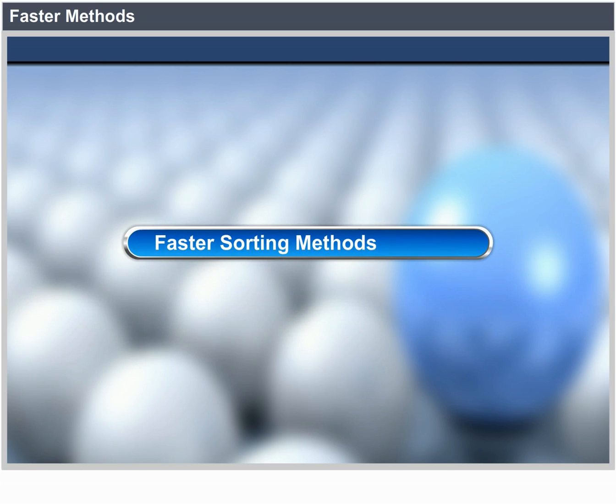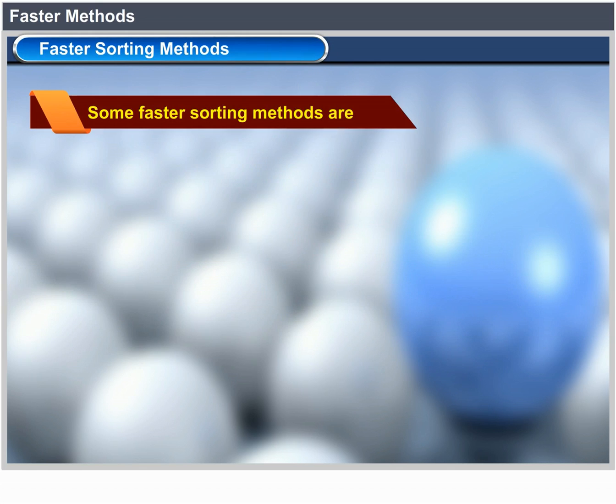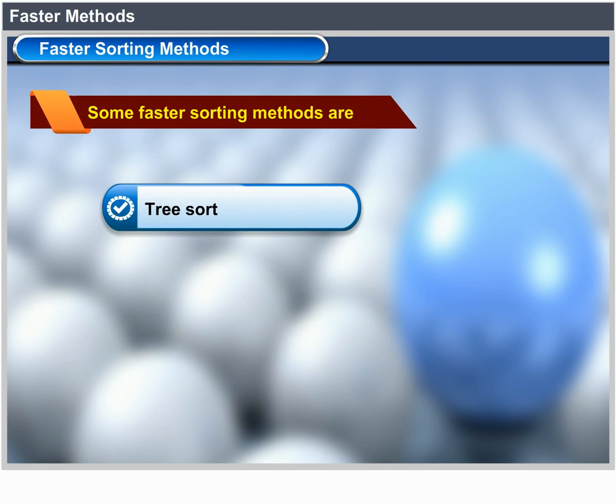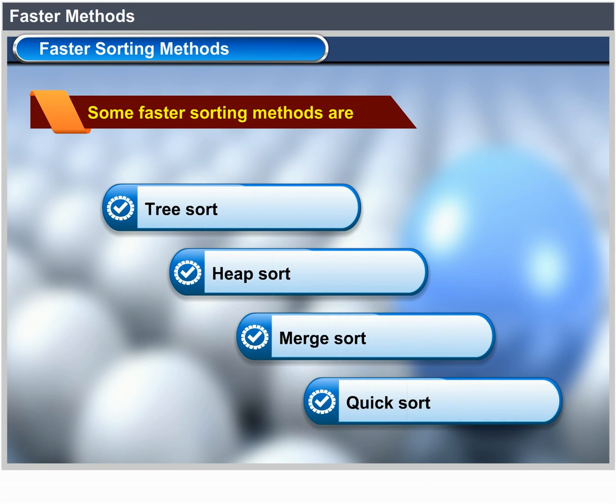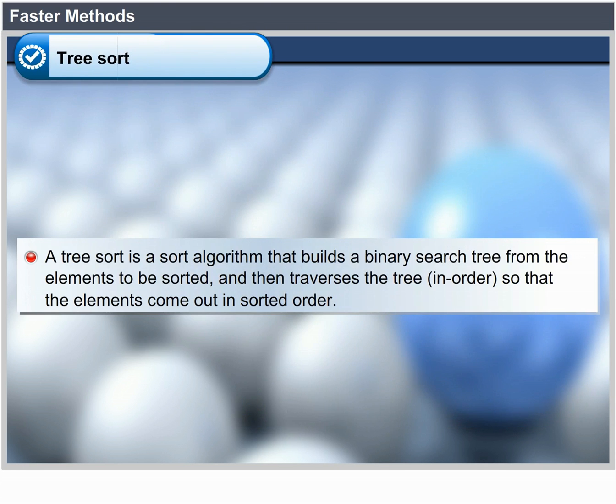Faster sorting methods. Some faster sorting methods are tree sort, heap sort, merge sort, and quicksort. Tree sort. A tree sort is a sort algorithm that builds a binary search tree from the elements to be sorted and then traverses the tree in order so that the elements come out in sorted order.